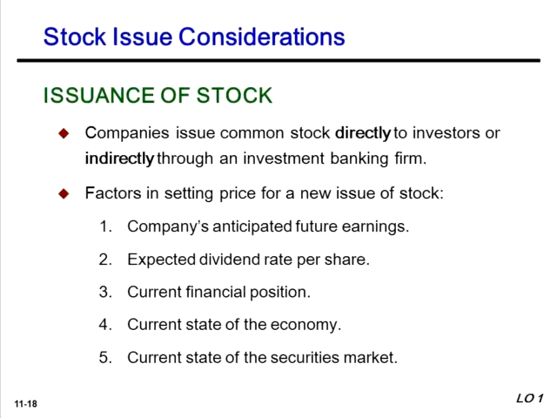There is a list of factors that are looked at in establishing price for a new issue of stock. First one is the company's anticipated earnings. Next one is the expected dividend rate per share, the current financial position of the company, the current state of the economy, and I would also say the current state of the market in which this corporation operates, and the current state of the securities market.